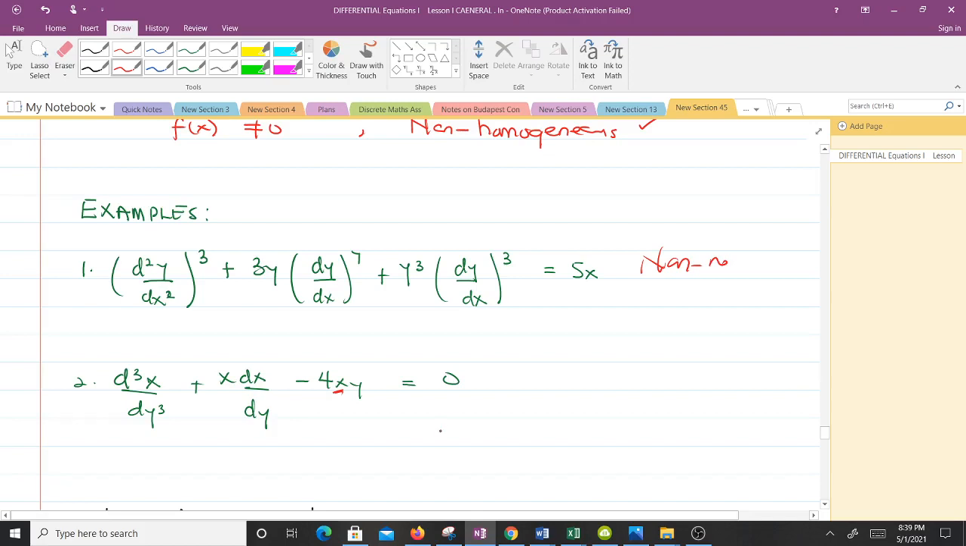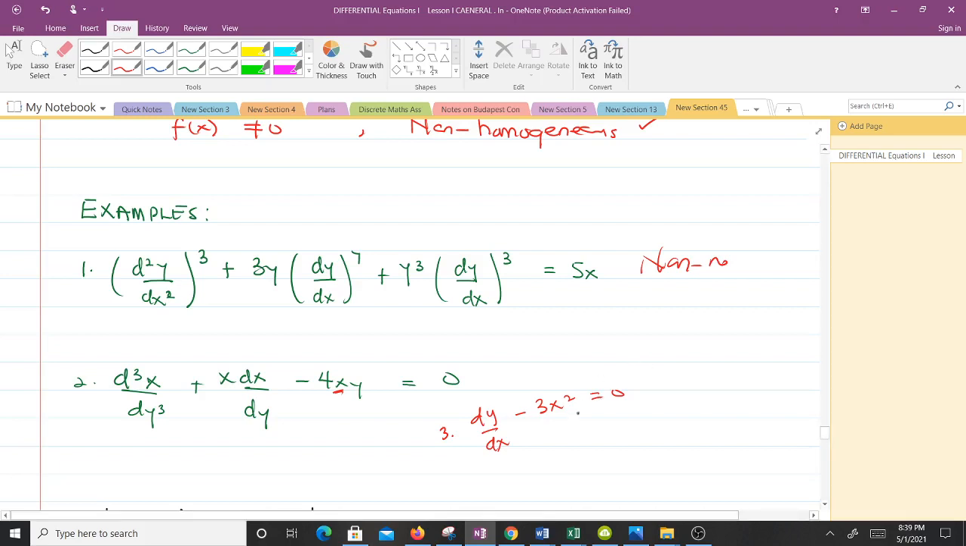Maybe let me write a third example to make sure you really understand it. So let's say we have dy/dx minus 3x squared is equal to 0. So is this homogeneous or non-homogeneous? You can pause the video and think about it. So in 3, 2, 1, let's answer. If you said this is homogeneous, then you are wrong. It is non-homogeneous. Do you know why?